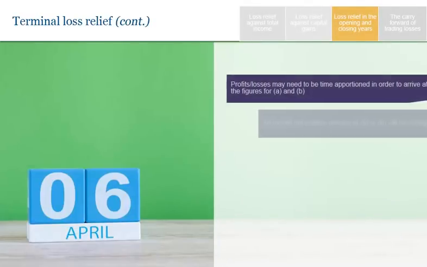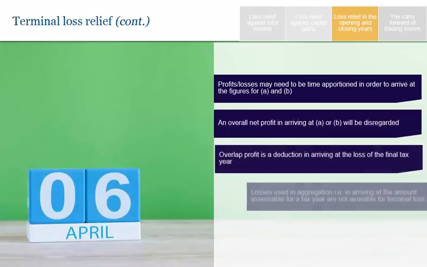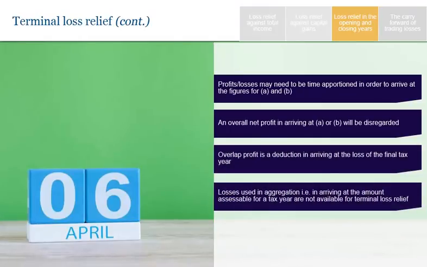Following on from the previous screen, back to apportionment of losses and profits that may be needed to arrive at the figures for A and B. But this is done separately for period A and B. An overall profit for either A or B is disregarded in arriving at the final terminal loss. And lastly, overlap profit is deducted from the available loss of the final tax year, period A, to arrive at the terminal loss available for relief.